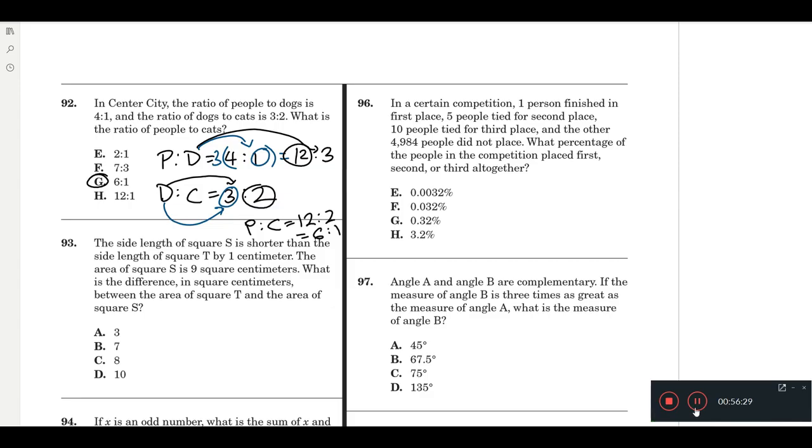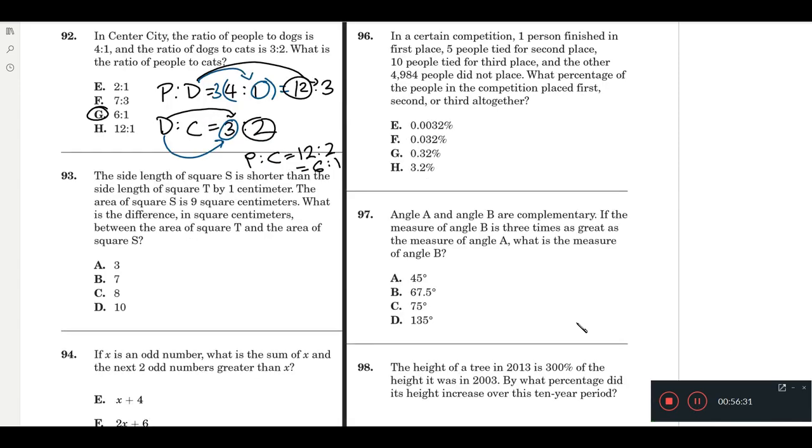Alright, so 93, if you take a look at it, the side length of a square S is shorter than the side length of a square T by 1 centimeter. The side lengths are just smaller by 1 centimeter. The area of the square S is 9. So if the area of the square S is 9, it's a 3 by 3 square, isn't it? And this is 1 shorter, so this must be 4 by 4.